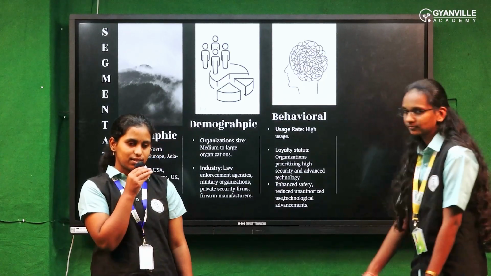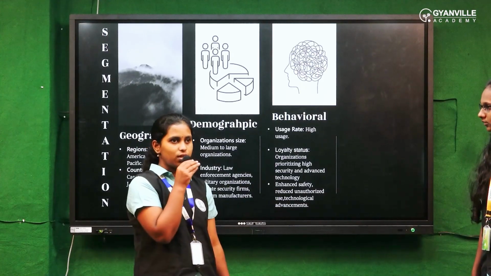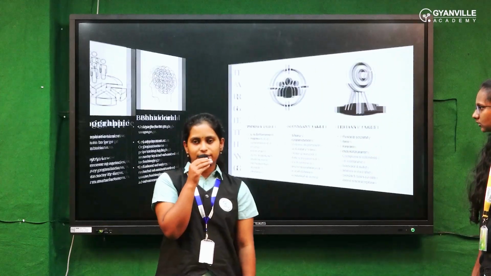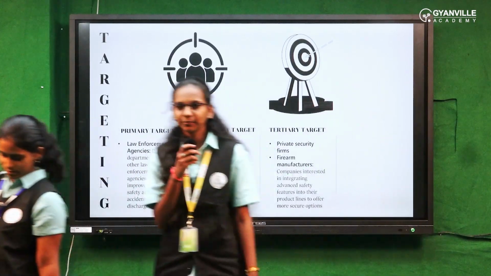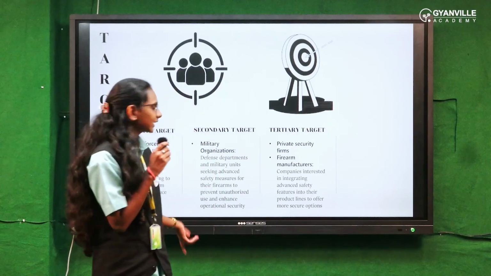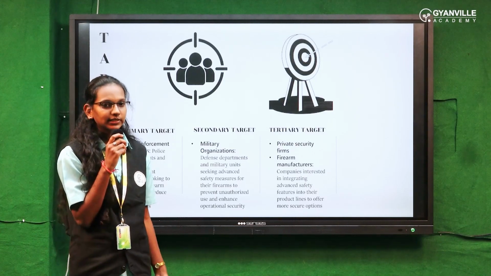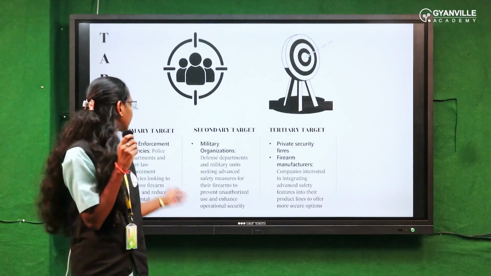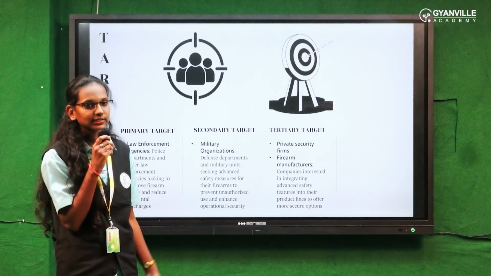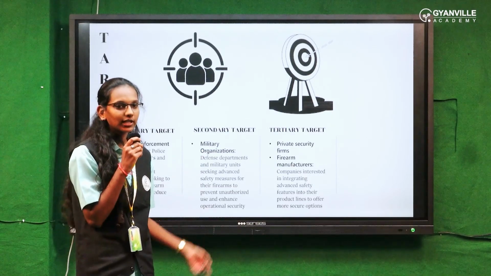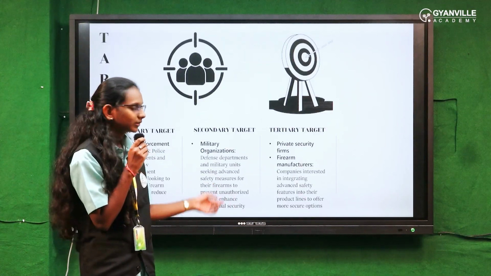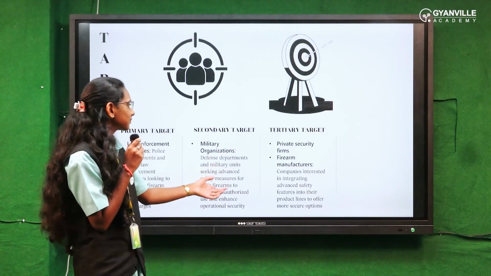So now let's go with the second part of STP, targeting. Targeting is basically classified into three tiers: primary target, secondary target, and tertiary target. The primary target is law enforcement agencies. The secondary is military organizations, and the third one is private security firms and firearms manufacturers.